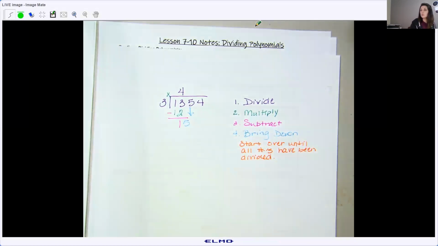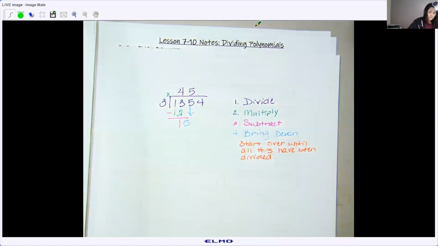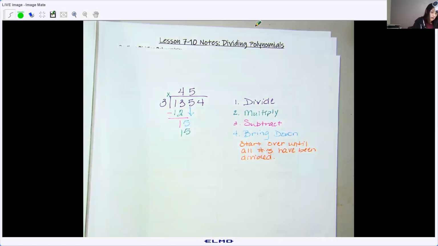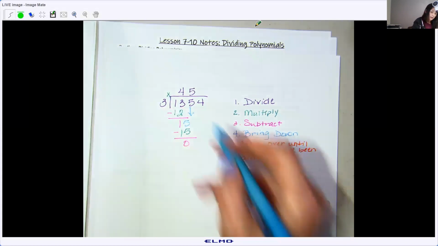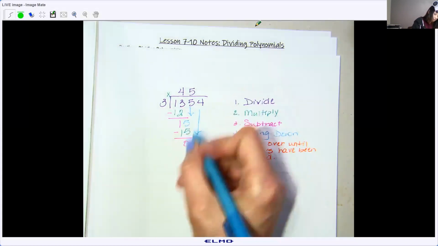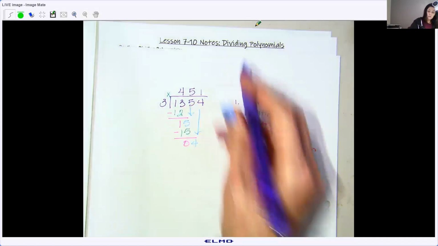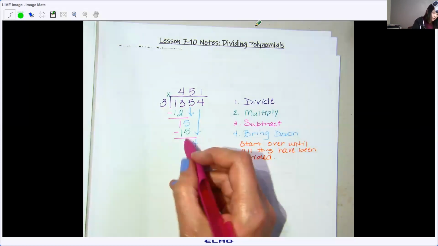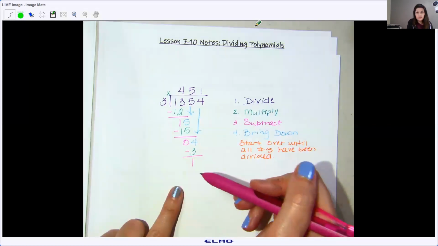Okay, all right, so we're going to start over. So I'll go quickly this time. 15 divided by 3 is 5. 5 times 3 is 15. 15 minus 15 is 0. And then I bring down the 4. Okay, 4 divided by 3 is 1. 1 times 3 is 3. And 4 minus 3 is 1. Okay, so now all of my numbers have been divided.